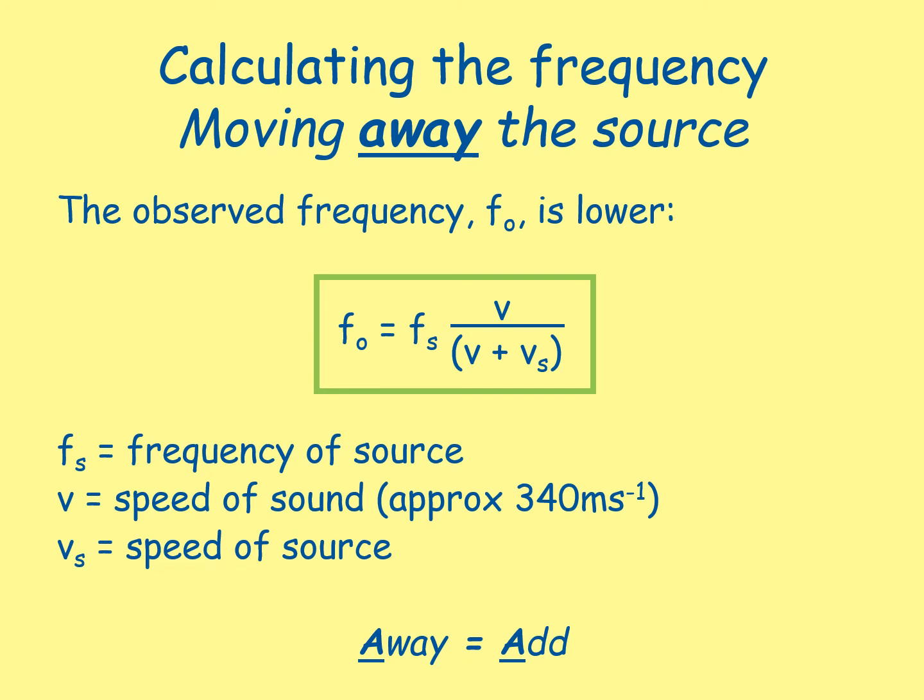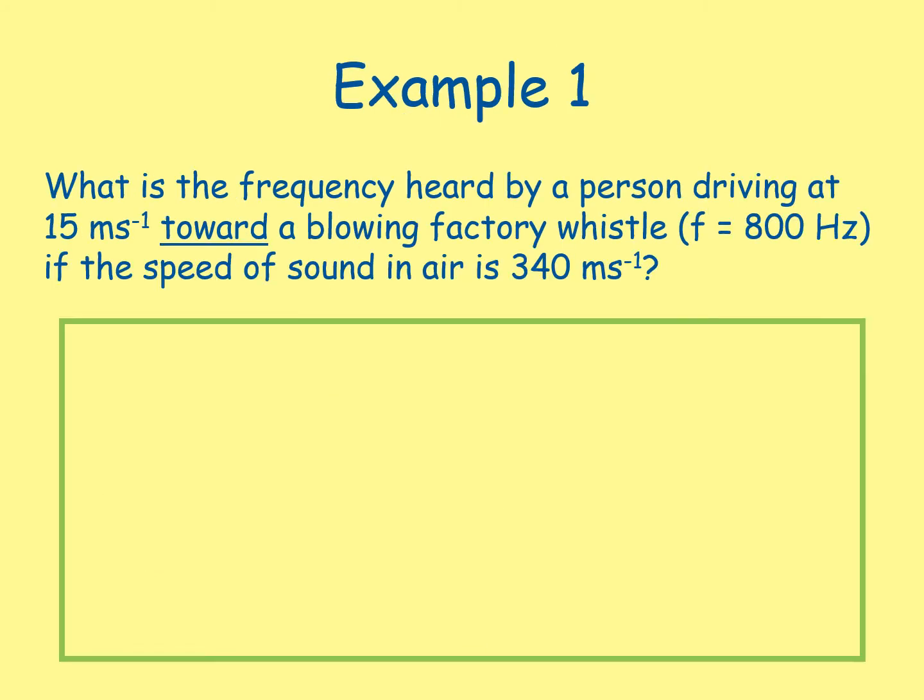Away is add. What is the frequency heard by a person driving at 15 meters per second toward a blowing factory whistle with a frequency of 800 Hz if the speed of sound in air is 340 meters per second?